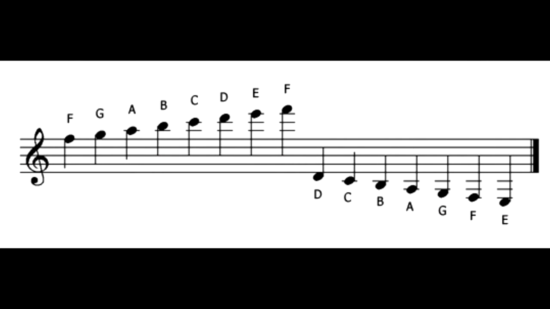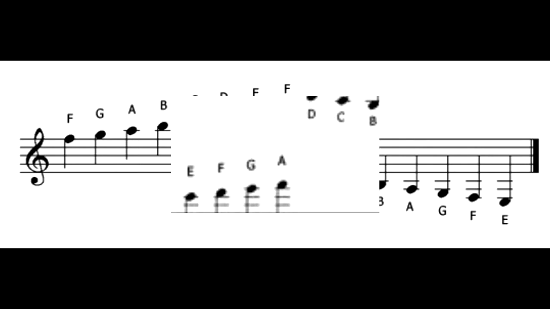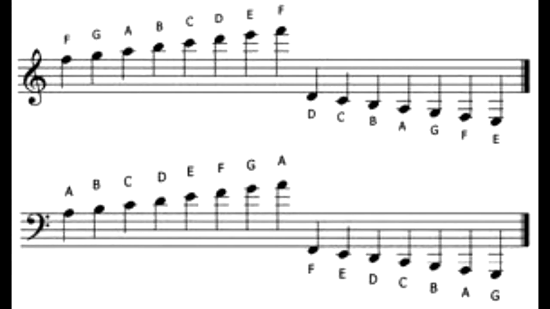Using ledger lines above the staff will cause the notes to ascend in alphabetical order. Using ledger lines below the staff will cause the notes to descend in alphabetical order. Ledger lines can be used on the treble staff and on the bass staff.